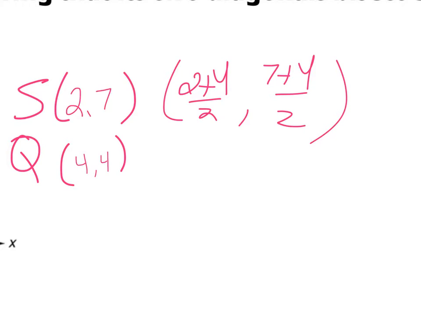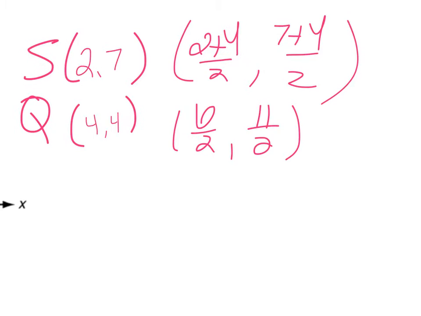So simplify. What's 2 plus 4? 6. So 6 over 2. What's 7 plus 4? 11. So I have 11 over 2. Good. Can I simplify 6 over 2? Yes. What's 6 divided by 2? 3. Can I simplify 11 over 2? Kind of.